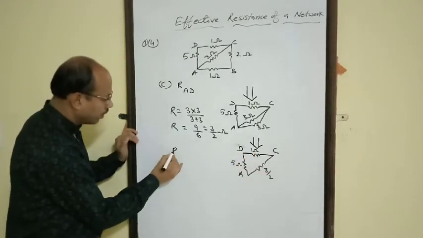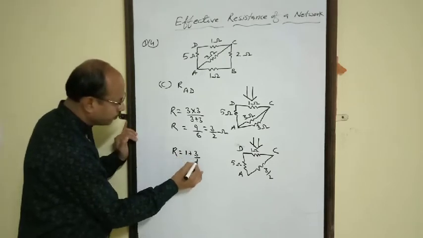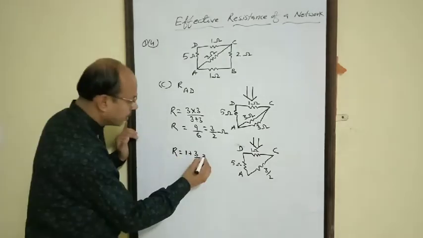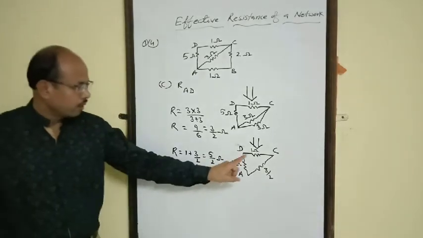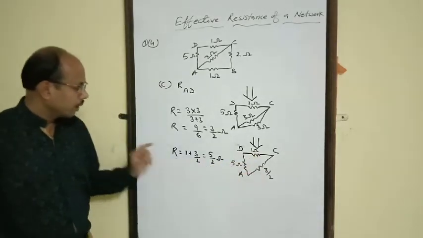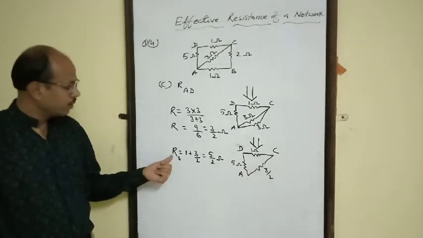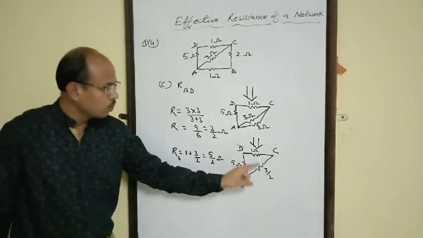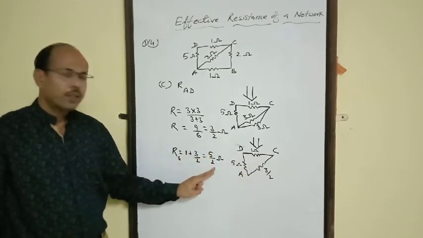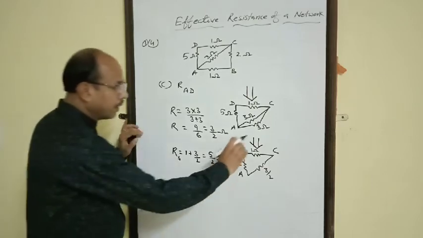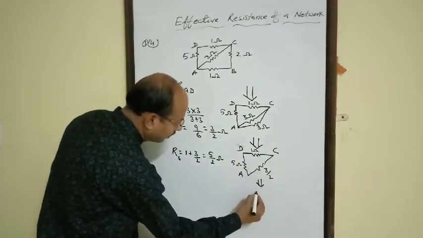Therefore, the effective resistance of 1 and 3 by 2 is 1 plus 3 by 2, or we can say 5 by 2. For this resistor, 1 and 3 by 2, we can mention it slightly differently so that you can differentiate this. RS means series of these two. 1 plus 3 by 2 will be 5 by 2. And now after getting this 5 by 2 ohm, the final diagram may be like this.